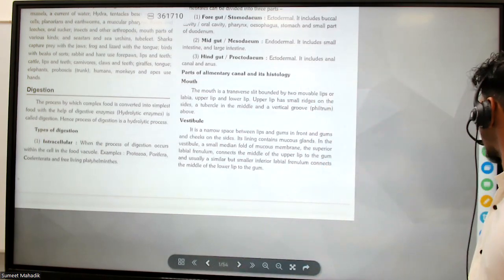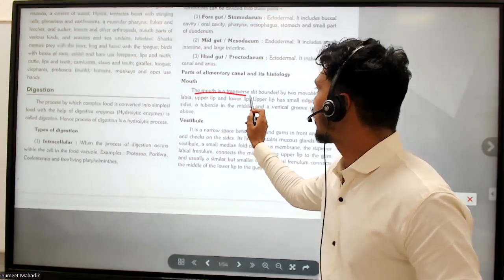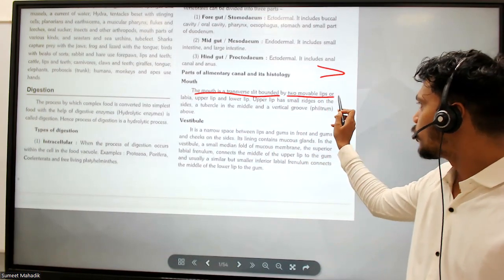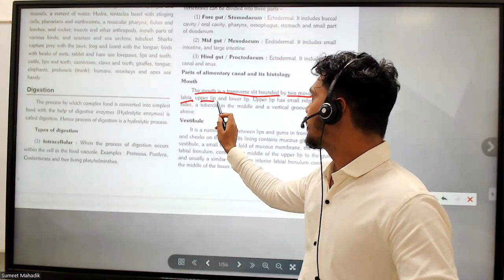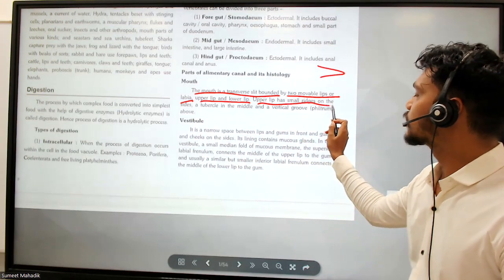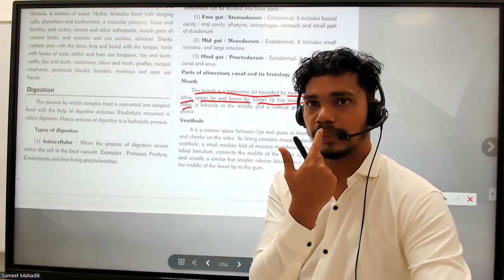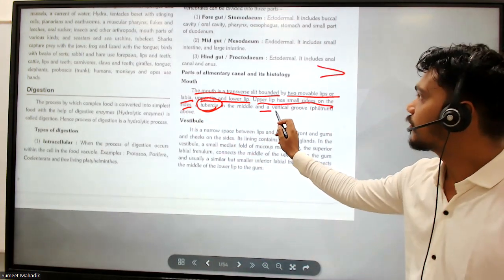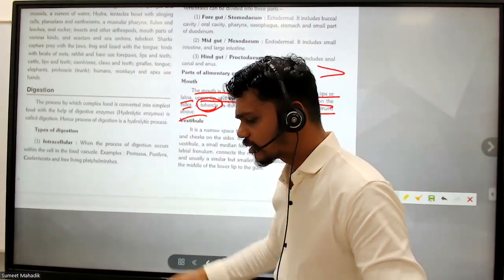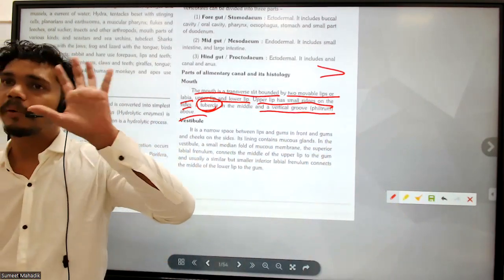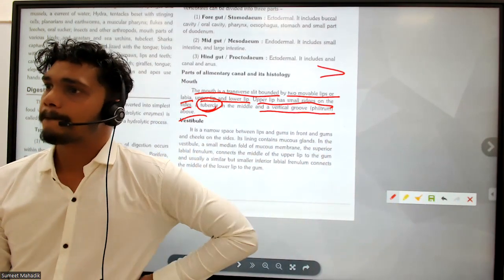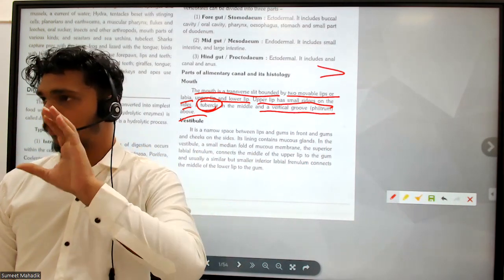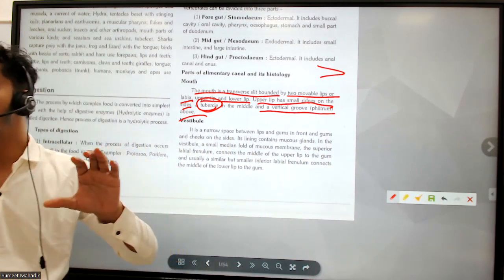When you talk about this, the mouth is a transverse slit. Slit means what? Transverse slit bounded by two movable lips or labia, upper lip and lower lip. The upper lip has small ridges on the sides, in the middle, and a vertical groove pattern above. Why is this mechanism? We should have a normal lip, right? Why do we have this? To properly engulf, because the tongue is responsible for that.